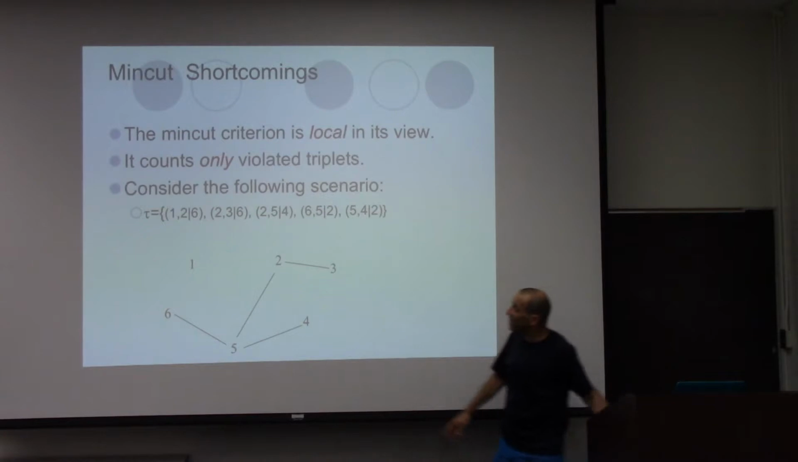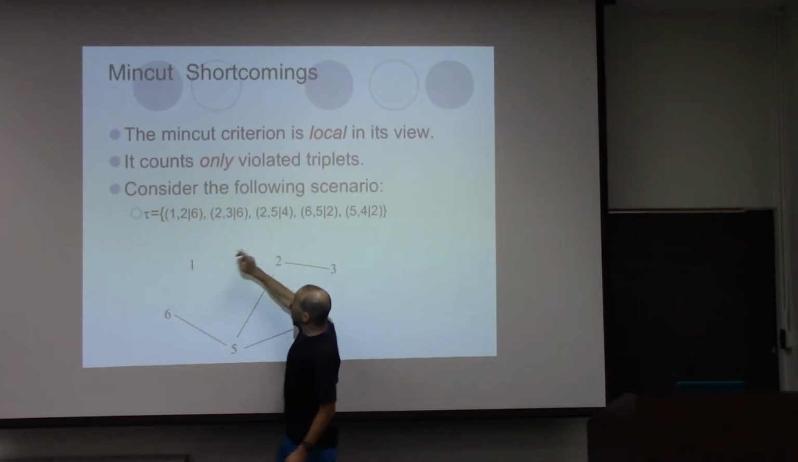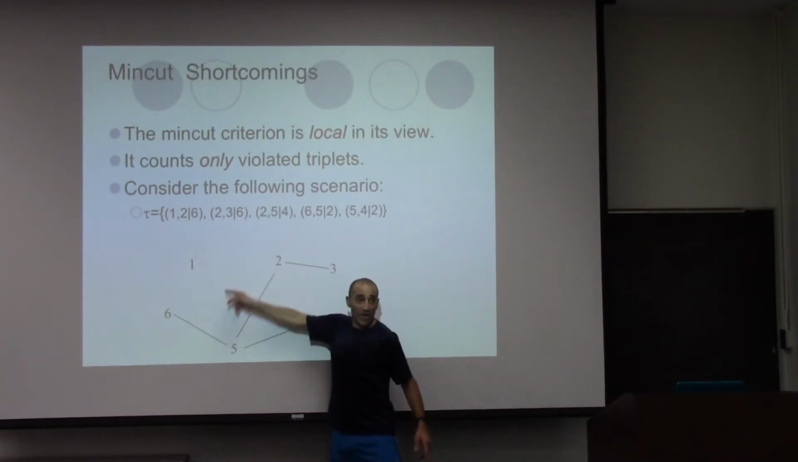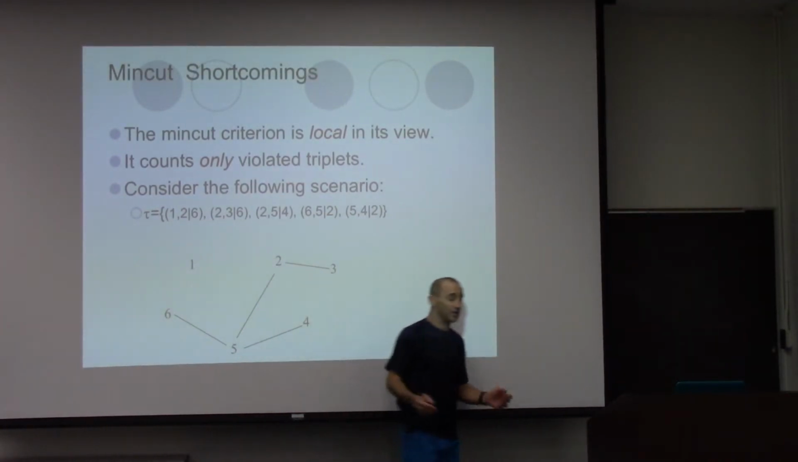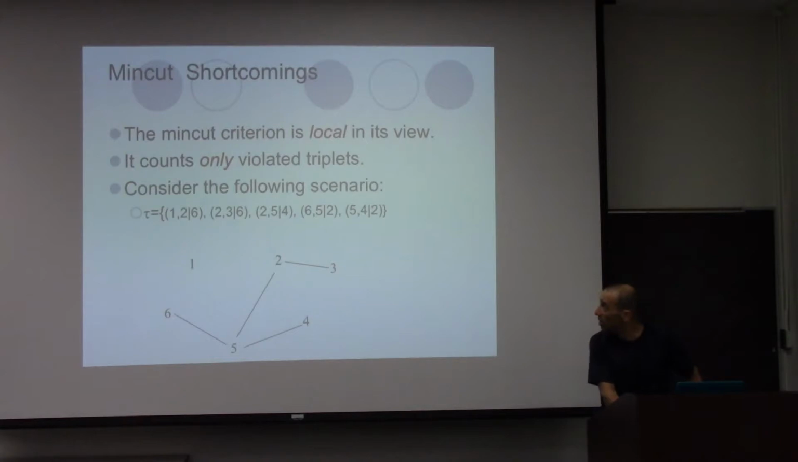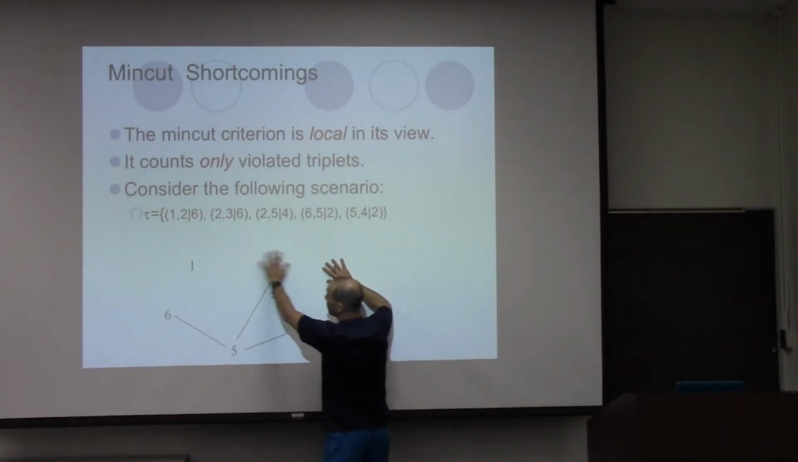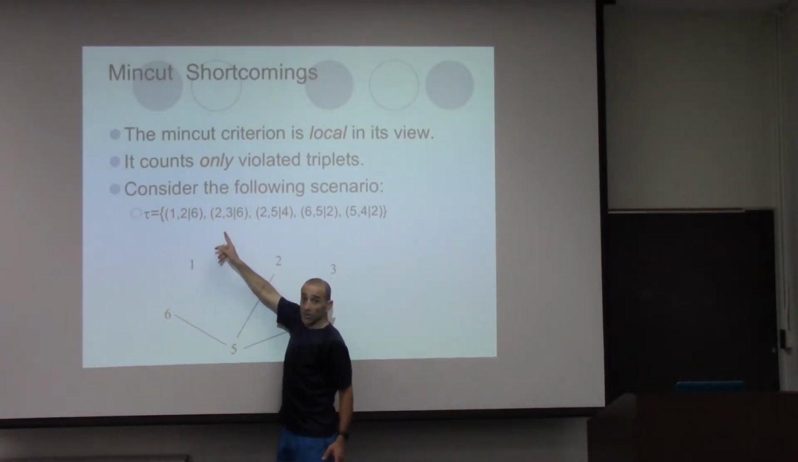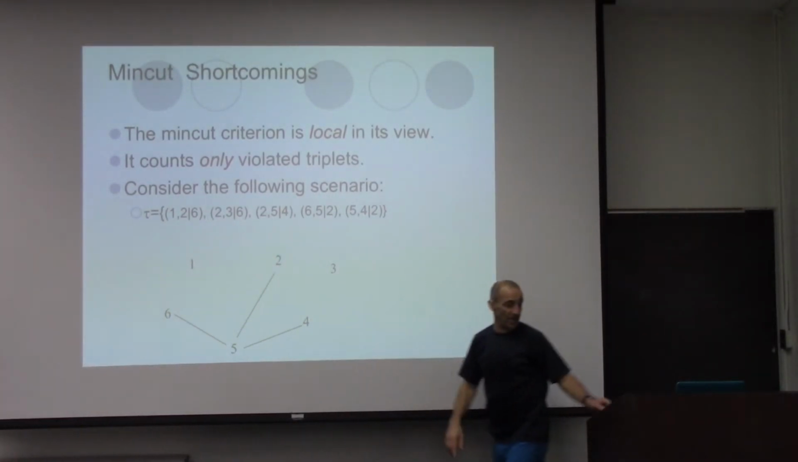So we cut these, and that actually violates that triplet, 1, 2, and 6. Okay? So we cut it. We separated 1 from all the others. Now, another min cut. So we don't have that triplet. Now another min cut that removes 3 from the rest. So it violated this one. Okay? Another min cut.